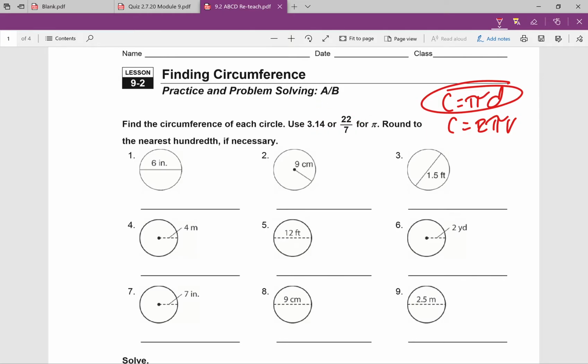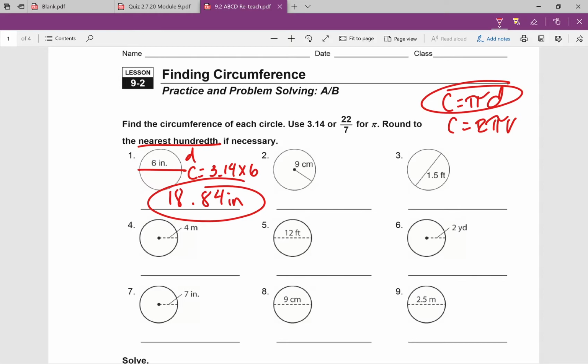First of all, I'm going to identify what I have on each one of them. On number one, I have the diameter. So all I have to do is multiply C equals 3.14 times 6. When I multiply that, I get 18.84. I'm already to the nearest hundredth, so this is my answer.